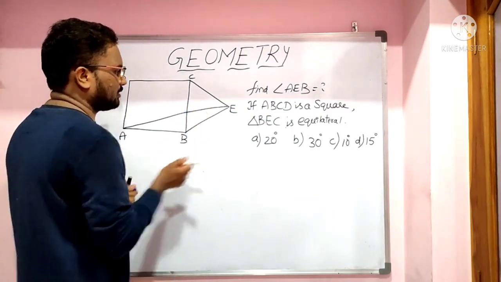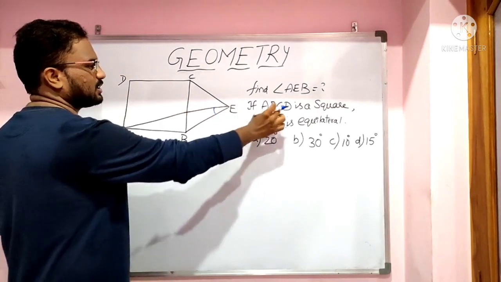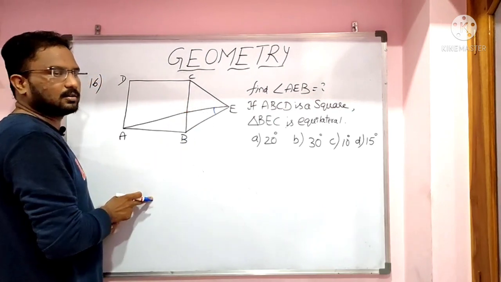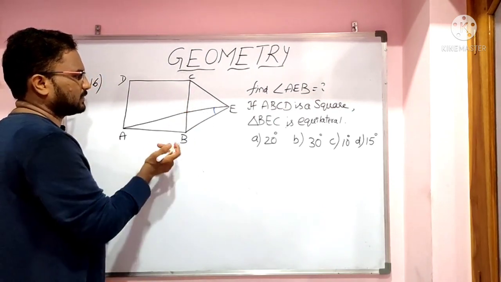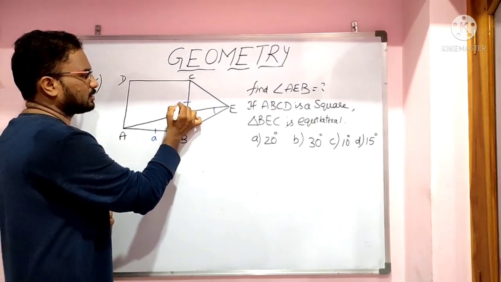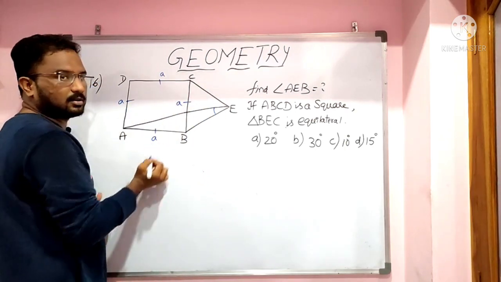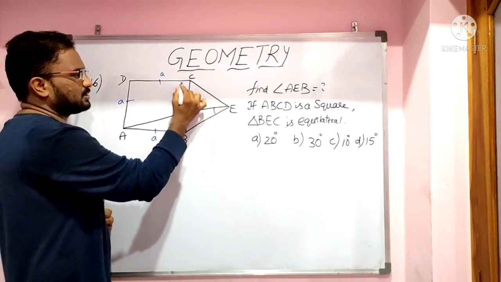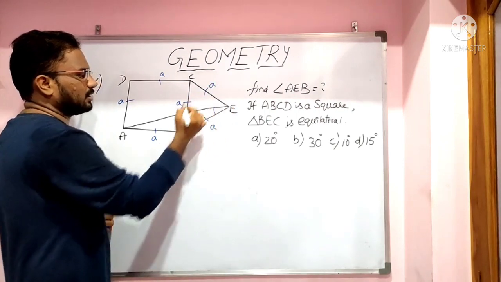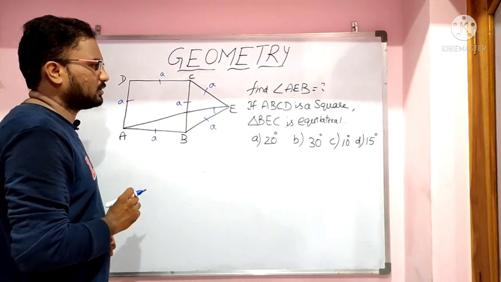So next problem. In the figure, we need to find angle AEB. He is given ABCD is a square and triangle BEC is an equilateral triangle. Let us say that the side of the square is A. Then this will be A, and this will be A, as all sides are equal. He is given triangle BEC is an equilateral triangle, so this side, this side, this side, all are equal. So this will be A and this will be A. These two sides are equal, and we need to find angle AEB.